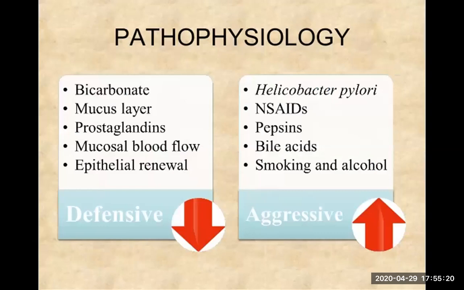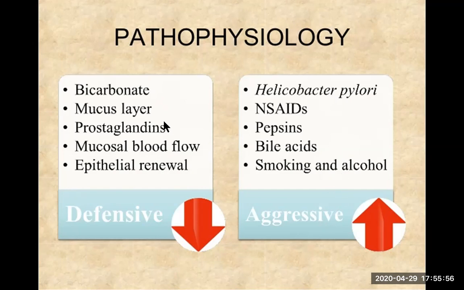Okay, so the pathology mainly depends on these defensive mechanisms which are produced by our body, like we discussed already: bicarbonate, mucus layer, prostaglandins, mucosal blood flow, and epithelial renewal. All these things are performed by our body as a defensive mechanism, and some of the aggressive things, or the causes for the peptic ulcers, are Helicobacter pylori, a gram-negative organism, NSAIDs (non-steroidal anti-inflammatory drugs), pepsins, bile acids, smoking, and alcohol. All these are the aggressive agents.